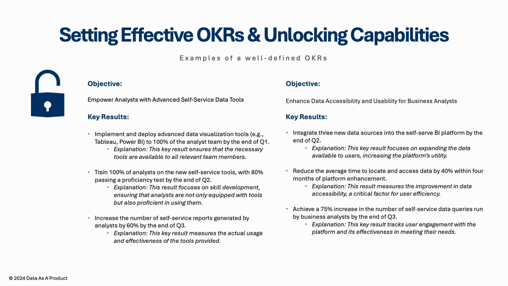Now let's take a look at an example of 2 well-defined OKRs. These OKRs are clear, aligned with the strategy, and include measurable key results that'll drive the necessary capabilities to meet the objective. By setting effective OKRs, you can create a powerful focus within your organization. This ensures that everyone is working towards the same strategic goals while developing the capabilities necessary for long-term success.